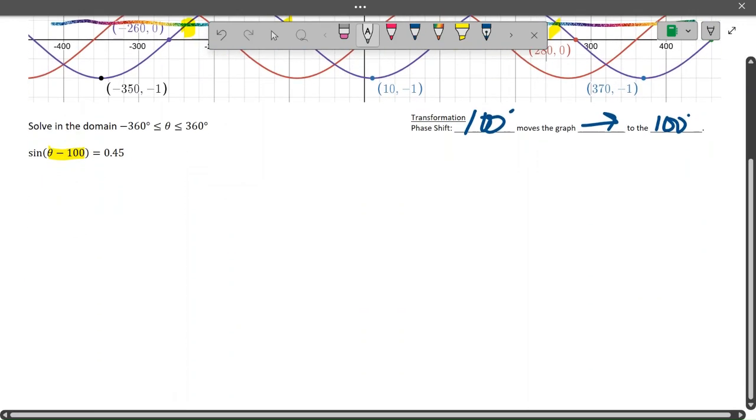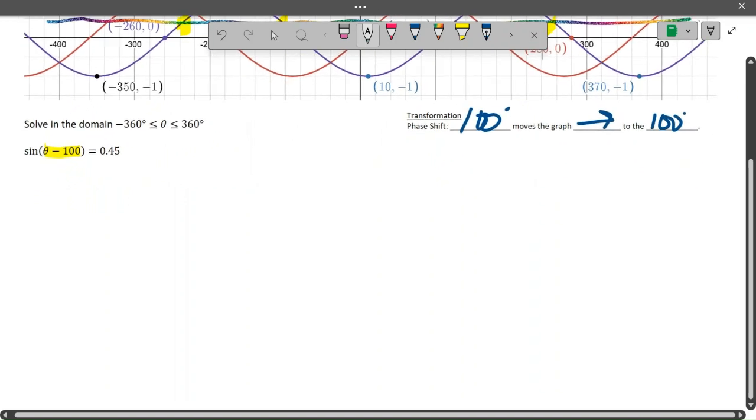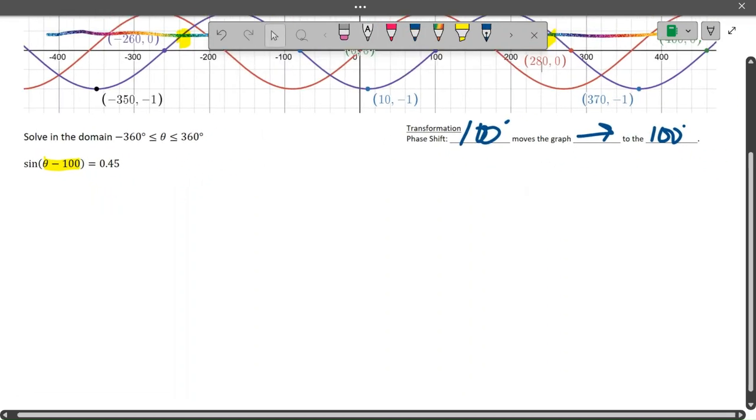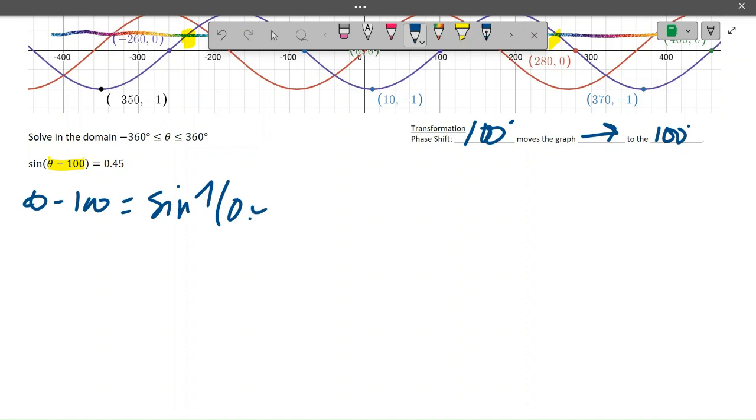solving this. So I'm going to take the inverse sine of both sides. I'm not going to write that I'm taking the inverse sine of both sides. I'm just going to do it on this side. Maybe if I grab a pen. Okay, theta minus 100. And then I'm just going to say I'm taking the arc sine of 0.45. When I do that, I end up with theta minus 100 equals the inverse sine of 0.45. Again, just a reminder, your calculator should be in degree mode. The most common error I saw was the wrong mode.